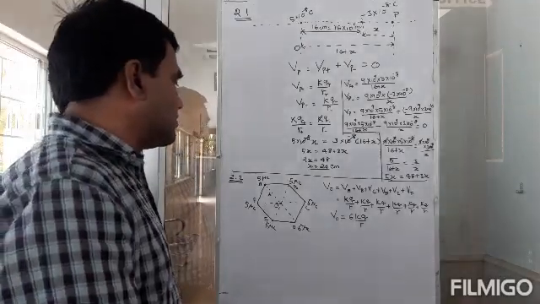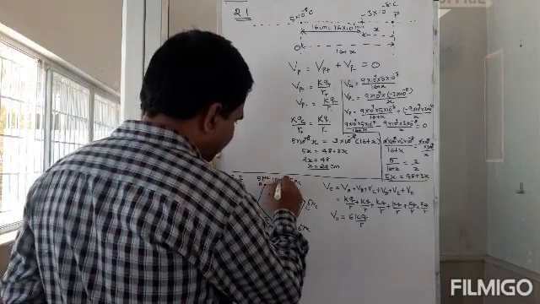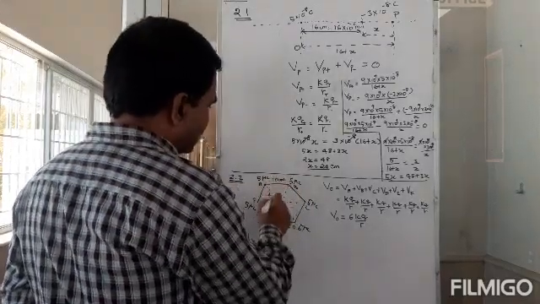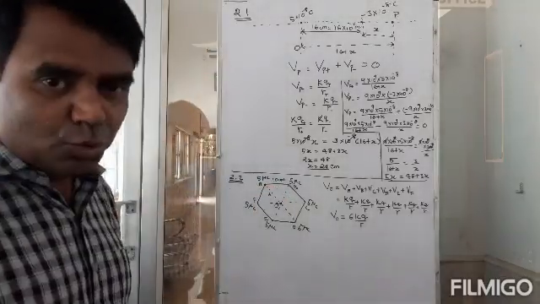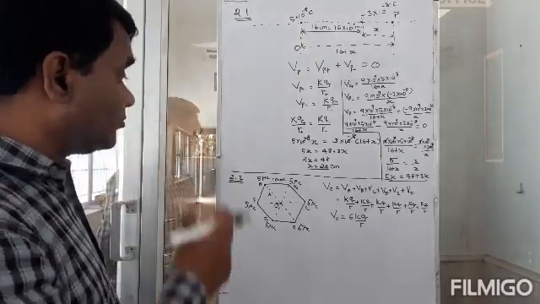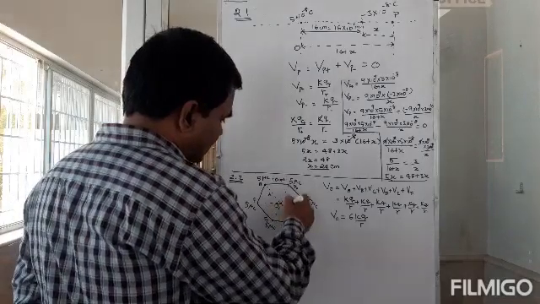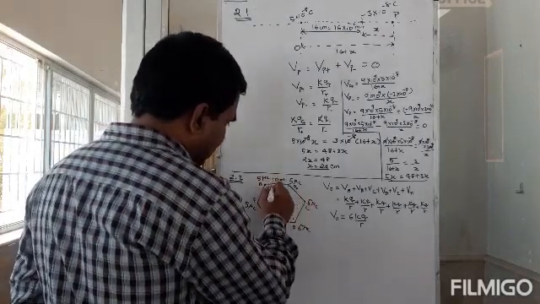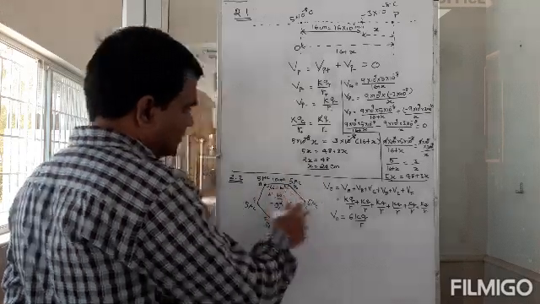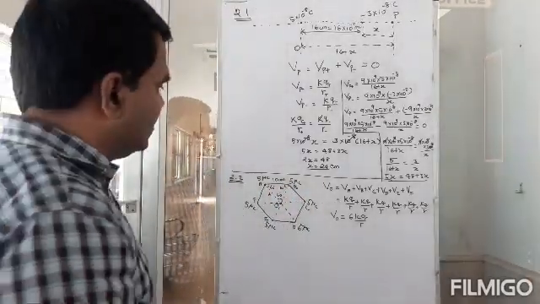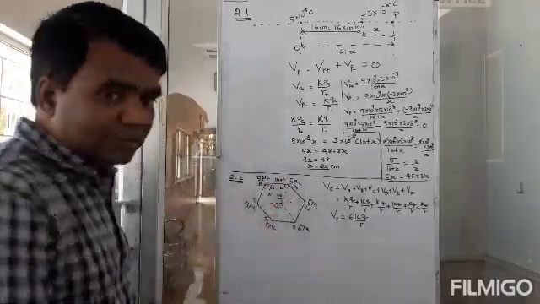Now, what is r? They said the distance between these two charges is 10 centimeters. If this is 10 centimeters, what is this? You can do it in two ways. The simplest way is this. In a regular hexagon, this angle is 60 degrees, 60 degrees, so it's an equilateral triangle. If this is 10 centimeters, this should also be 10 centimeters.